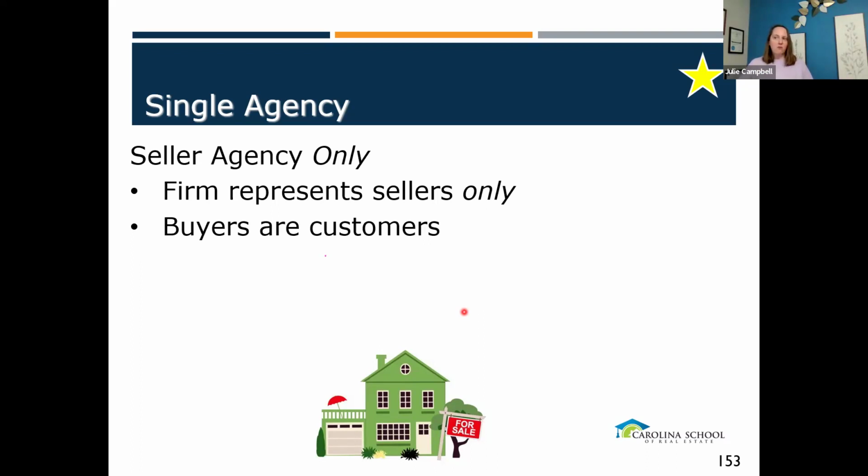So if you think about what we're telling the seller in this case: as long as you're my seller, you're my client. But as soon as you sell that house and want to buy another one, I've got to downgrade you, right? I've got to move you from first class to coach, because we're not going to have any buyer clients.